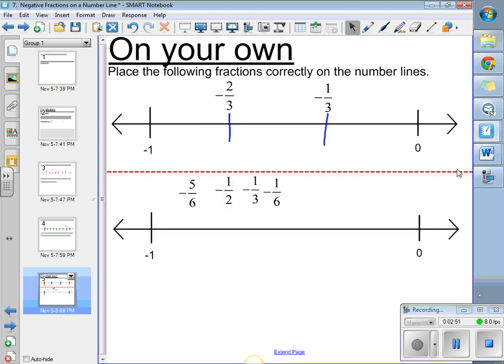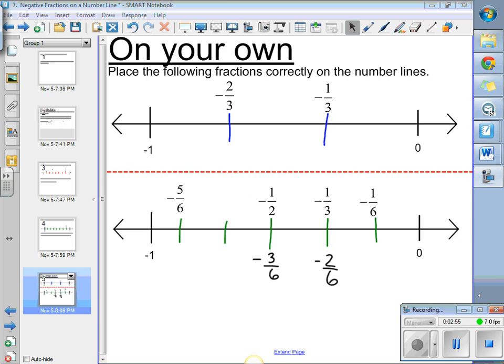And here's our next one. Okay, so on this one, it might have helped some of you to think of -1/2 as -3/6 and -1/3 as -2/6. So if you put them to a common denominator, it helps you to see them for their value out of 6. So there we have them in order.